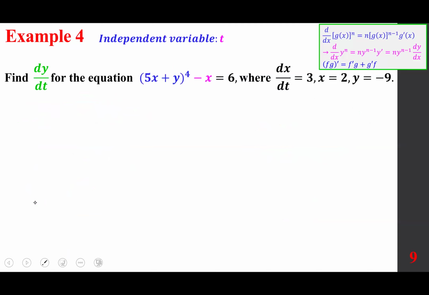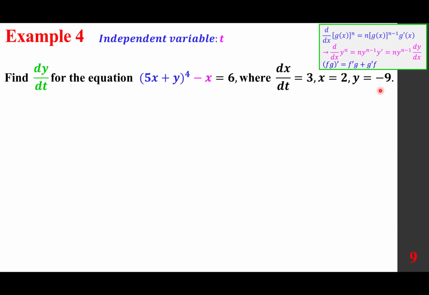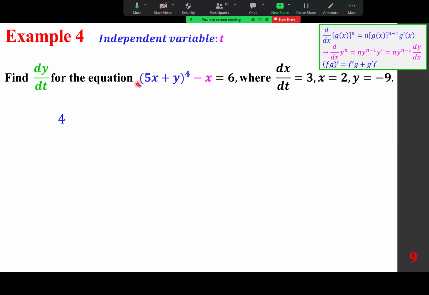Let's look at this question. We want to find dy/dt for the equation (5x plus y)^4 minus x equals 6, where dx/dt is 3, x is 2, y is negative 9. This one I'm not going to do both methods. Let's differentiate term by term. And number 4 sits in front. Same thing to the power of 3.